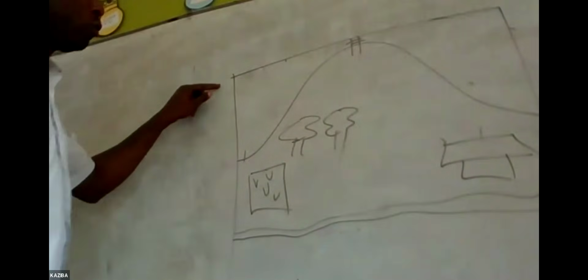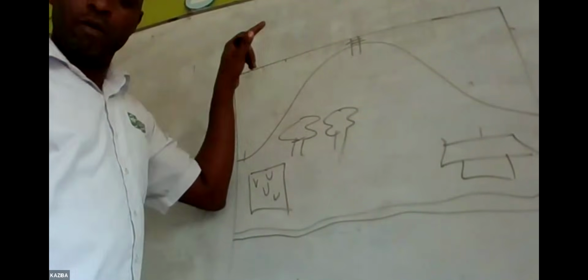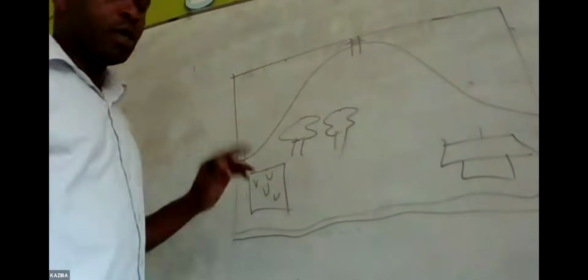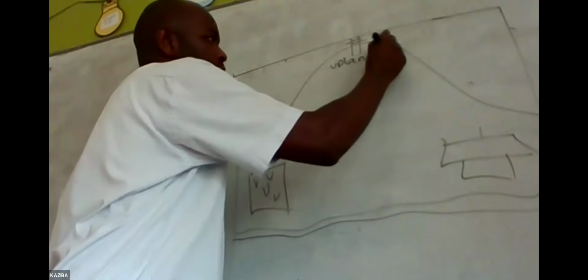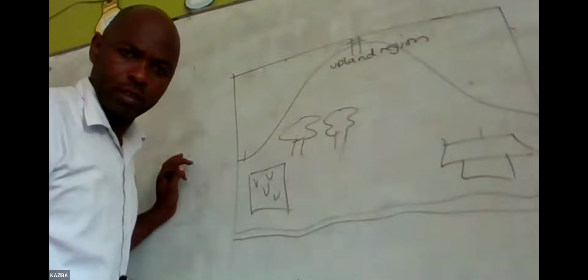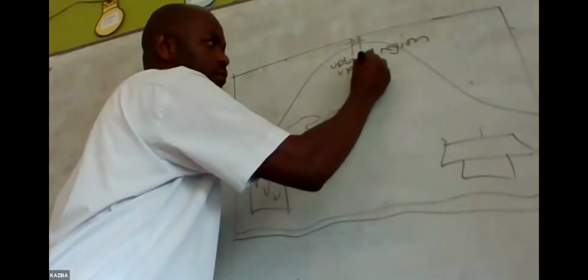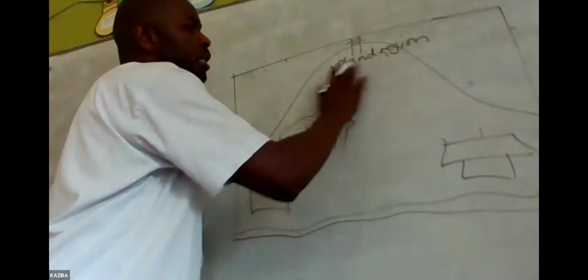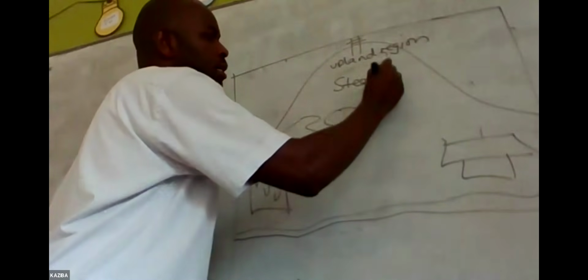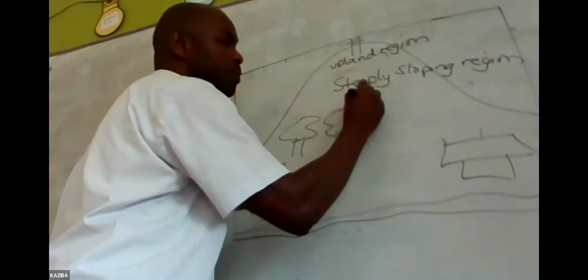Now, if they tell you to draw a landscape sketch of the area shown on the photograph, we need to mark and name physiographic regions, okay? When they ask for physiographic regions, you put this one as upland region. If they're asking for regions, you put this. If they're asking for features, you put upland. For example, if they ask for regions, you can say steeply sloping region. If they ask for features, just say steep slopes.